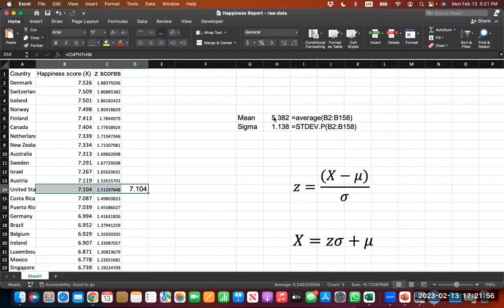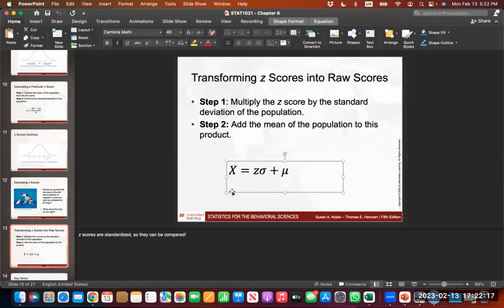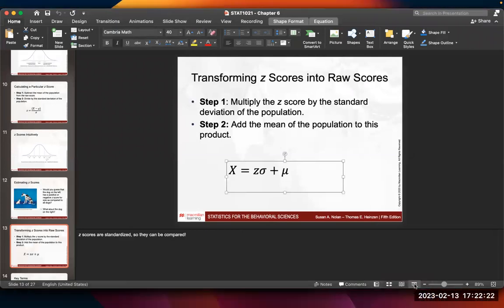So you can do the same operation backwards, which is important that you know that. So we will need that with regression analysis. What was the equation? Here, X equals z-score multiplied by the sigma plus the mean. Yeah, it's on slide 13 in the department.